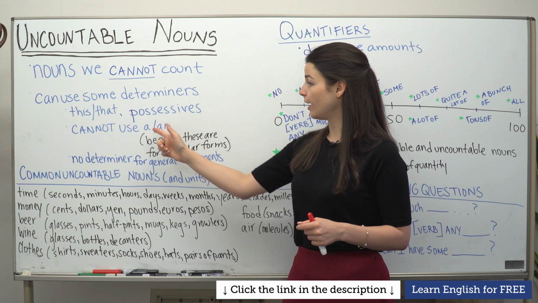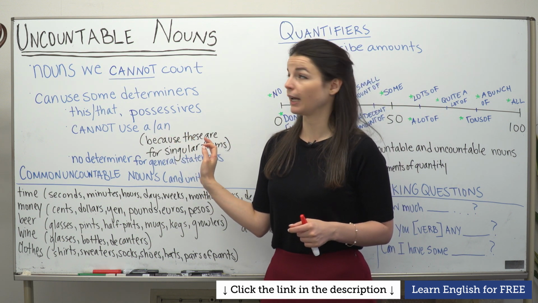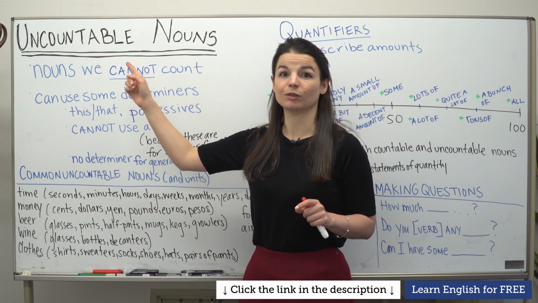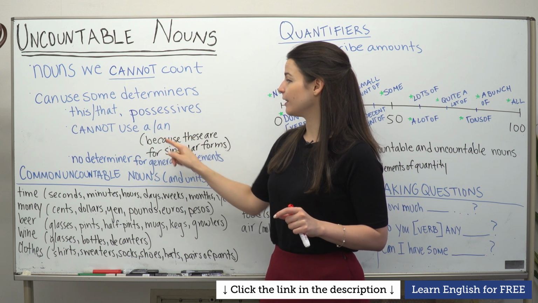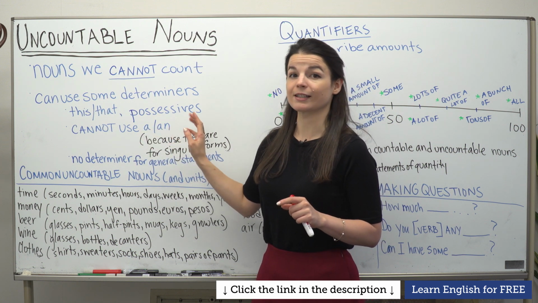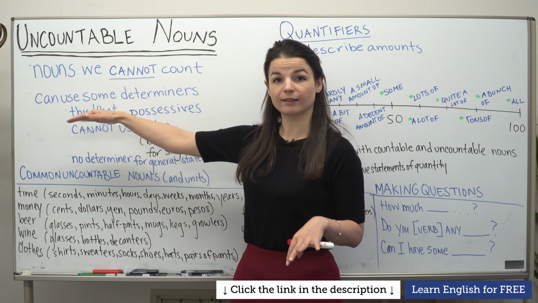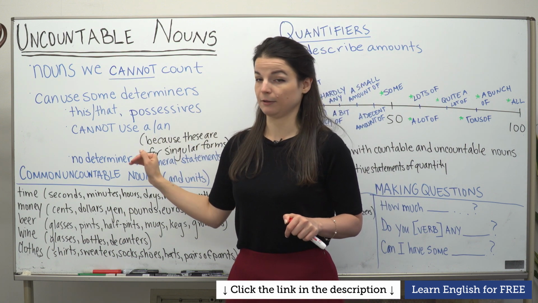This is because a and an are used for the singular forms of nouns, and we don't have a singular or plural form necessarily for uncountable nouns. So we cannot use a or an because these two articles are used for singular forms. So please be careful of this. Some determiners like this and that are fine, and possessives are okay, but not a or an.